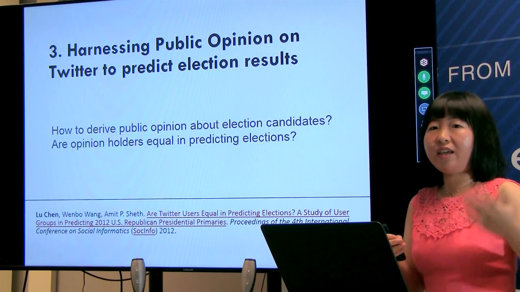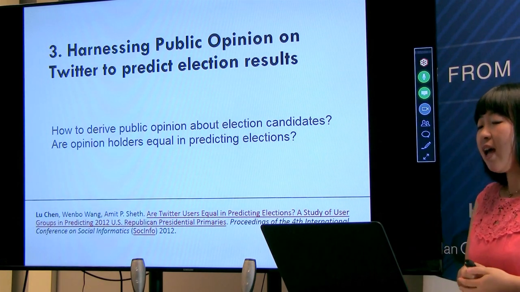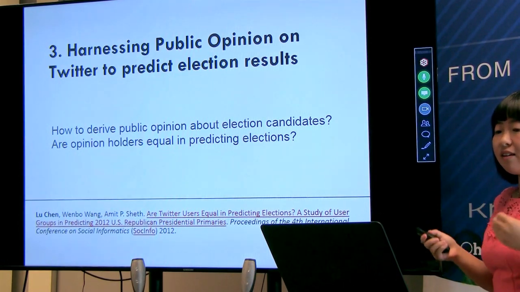And then I'll just briefly summarize two applications. The first one is harnessing.